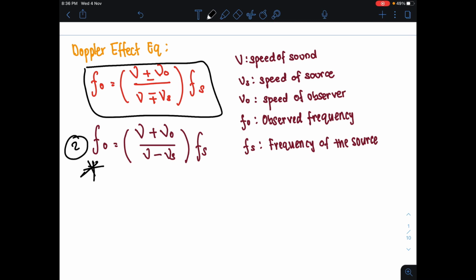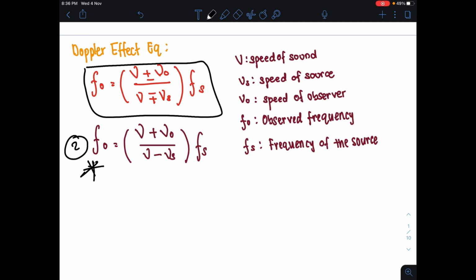V0 is the speed of observer. If the observer were moving, apa dia punya speed? Kalau dia tak bergerak, kosong lah. Kalau dia tengah bergerak, with what speed the observer is moving. Alright, and then Vs ni pula adalah speed of the source. Kalaulah source yang tengah bergerak, apa kelajuan source itu? Kalau source tak bergerak, kosong lah.